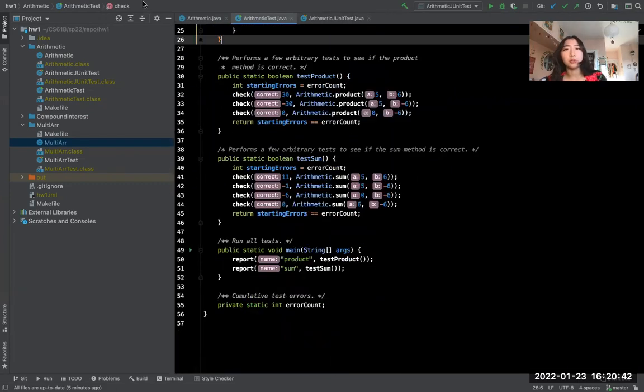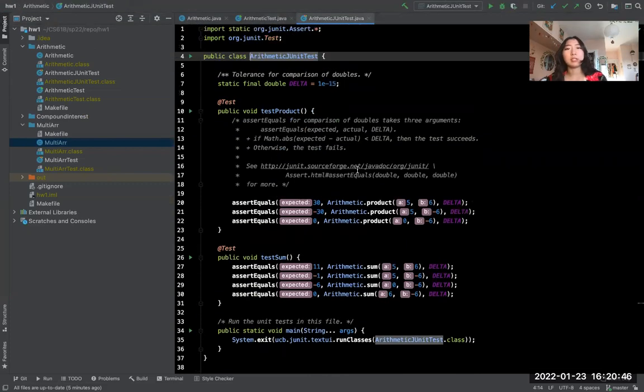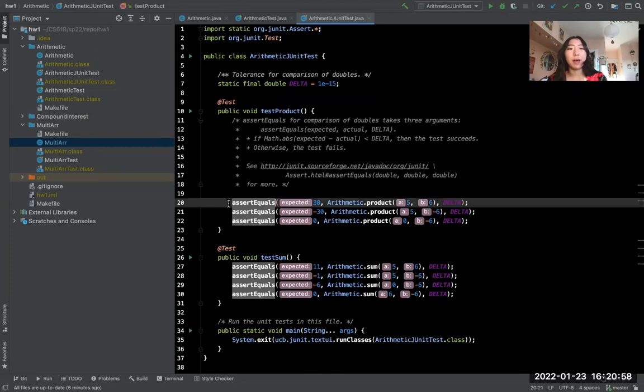So what we can actually do is go to the JUnit test. You're going to notice this one is much shorter. It only defines the necessary tests, and the methods for making sure that things are as we expect are already implemented by the JUnit package.